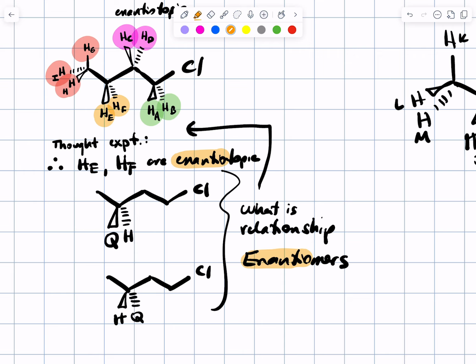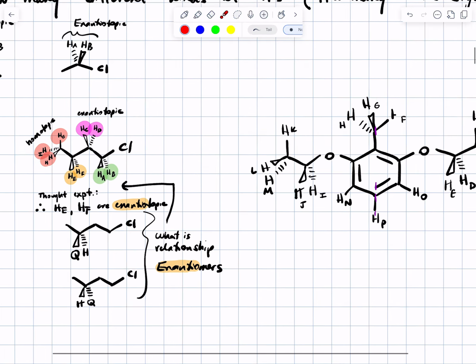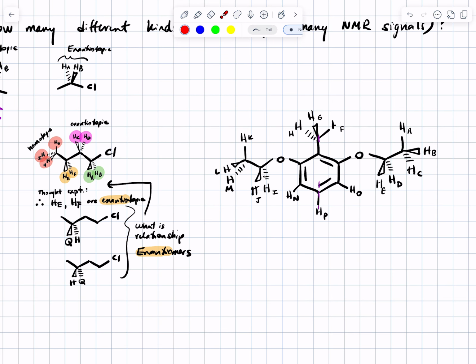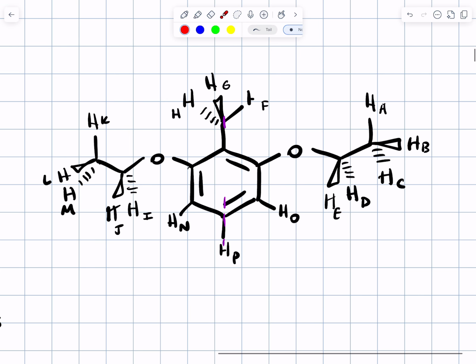Yeah. What did you say the red ones were? Homotopic. And the way you can actually test homotopic in the same way, replace one of these with Q and then the other and see if you've got the same thing. Okay, let's do this larger example. The methyl protons are homotopic. But what about protons K, L, and M versus A, B, and C?